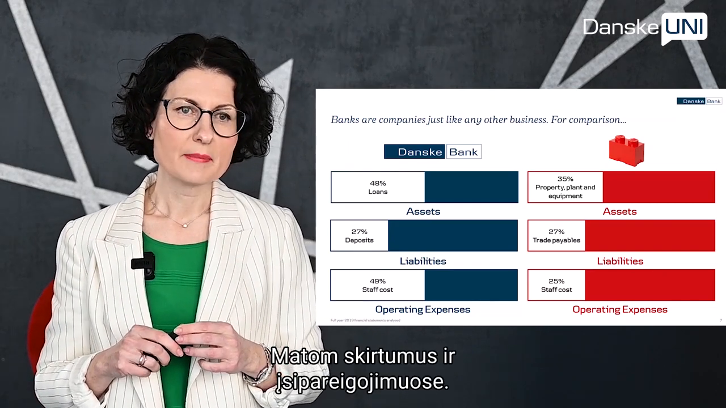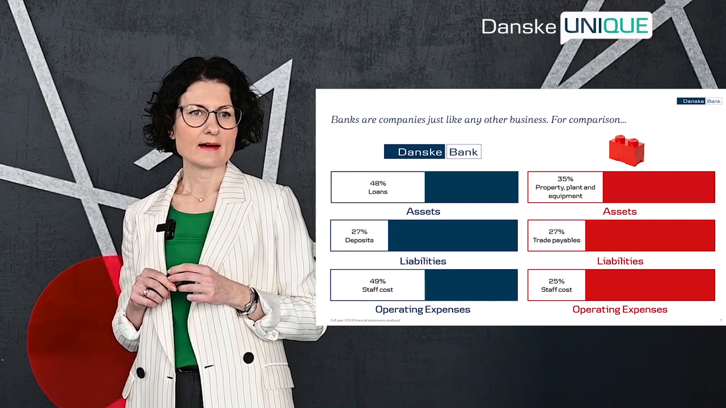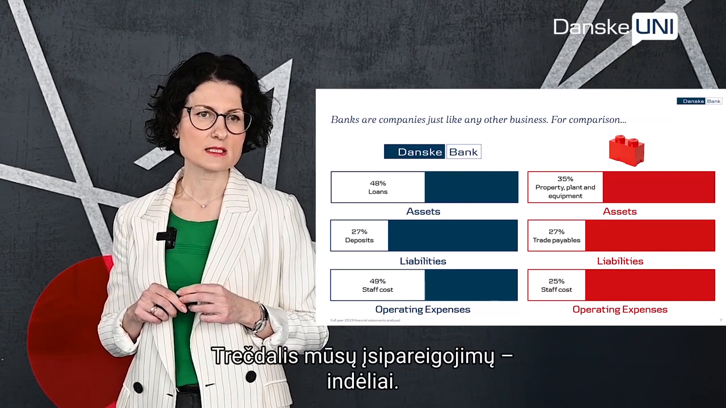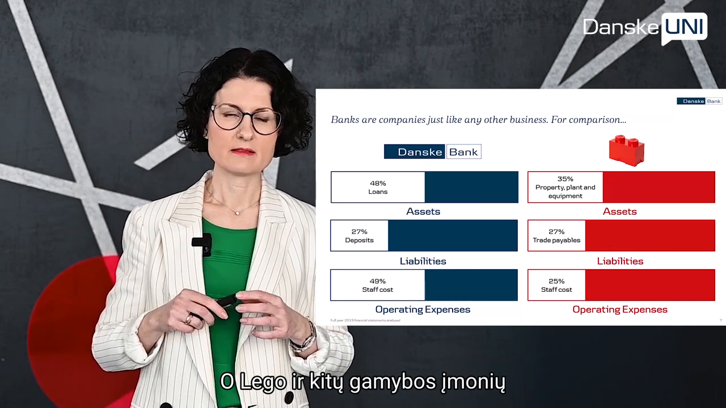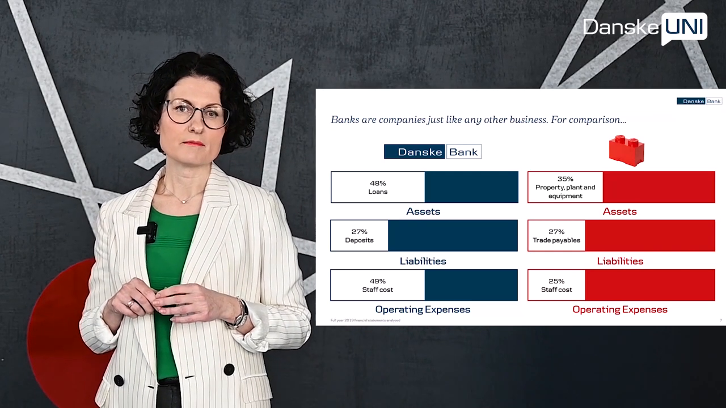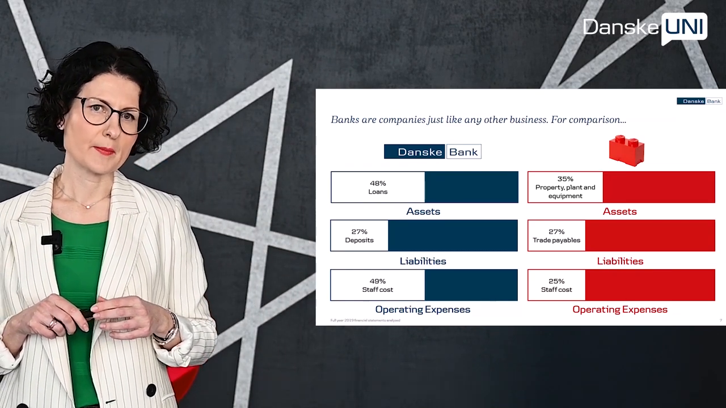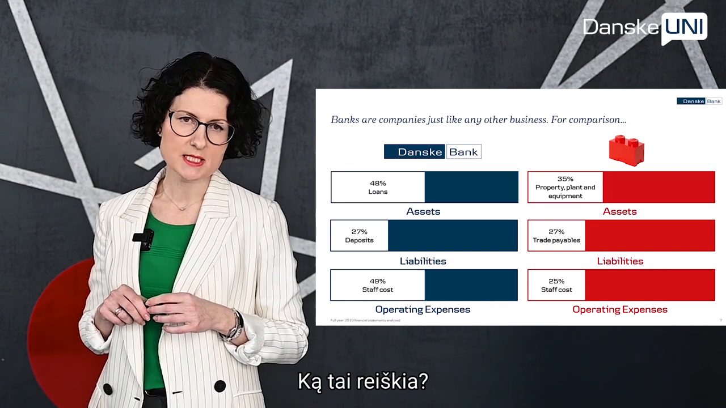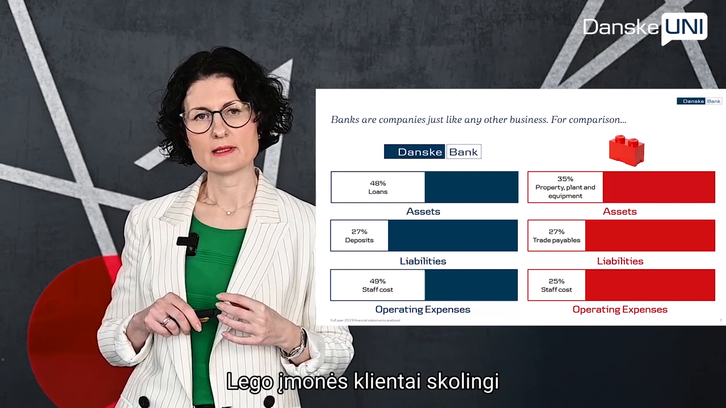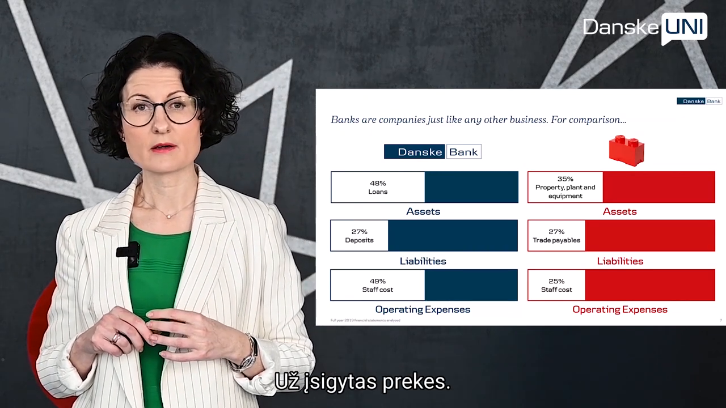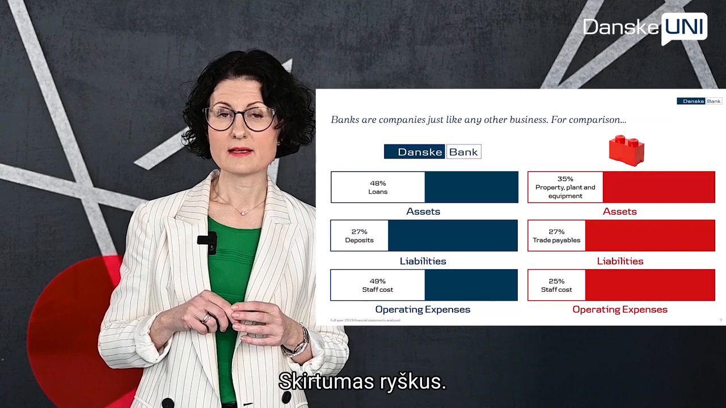Now, if looking into our liabilities, we will also see that there is quite a difference. In the bank, a third of our liabilities sits with deposits. Whereas in Lego and in any production company, a fair share of liabilities sits with payables, with trade payables. So what is trade payable? It is basically other customers of the company owing funds to Lego for the products that they had bought from Lego. So that's quite a difference.